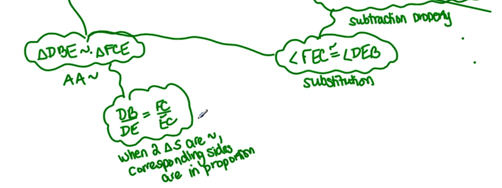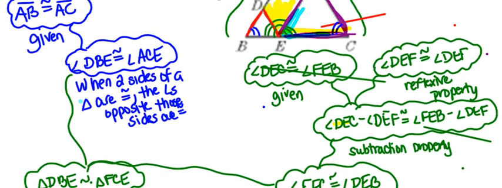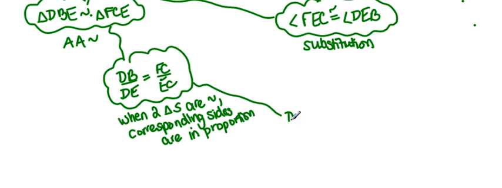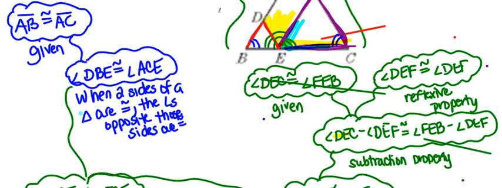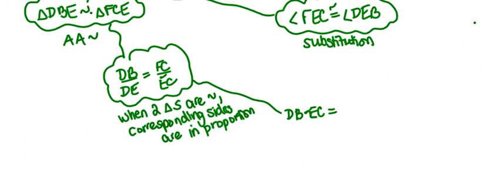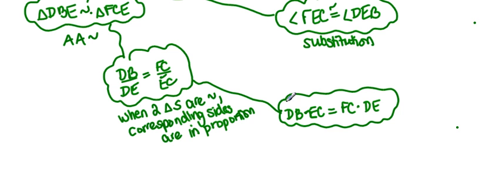Lastly, to wrap this up, I'm simply going to cross multiply. So DB times EC, the product going in one direction is going to be exactly the same as the product going in the other direction. I'm going to say cross multiplication. If you want to get fancy, you can say the product of the means is equal to the product of the extremes.